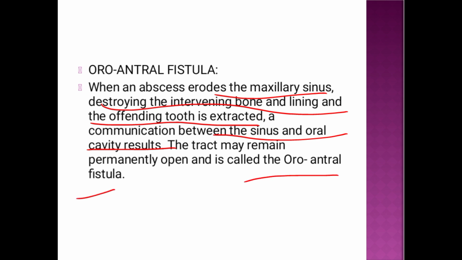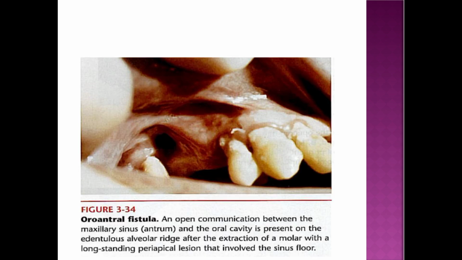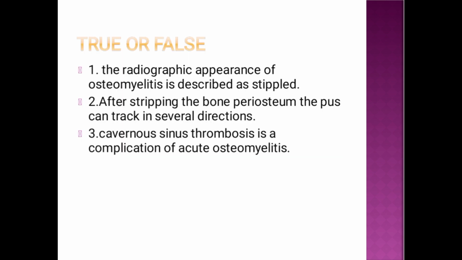It basically erodes the maxillary sinus, destroys the bone and even the lining, and the tooth has been extracted. This is the communication between a sinus and the oral cavity, so it is called an oroantral fistula. Okay, it is not that much important. Oroantral fistula means a path of communication between a sinus and the oral cavity.